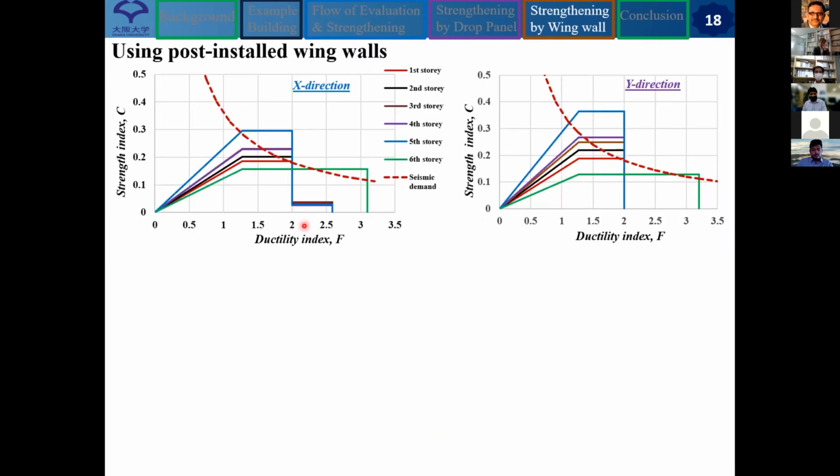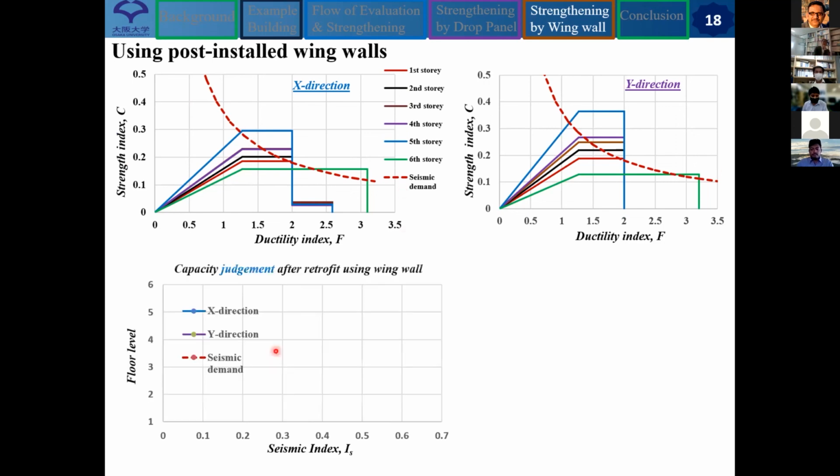So what happens for both directions in all stories? Here I am showing all the results of C index and F index, and you can see that in both directions it fulfilled the requirement of seismic demand. More clearly, I am showing from here. This is for X direction, this is for Y direction, and this is the seismic demand. So it increased because we use the post-install wing walls, which effectively increase the shear resistance of the existing columns.